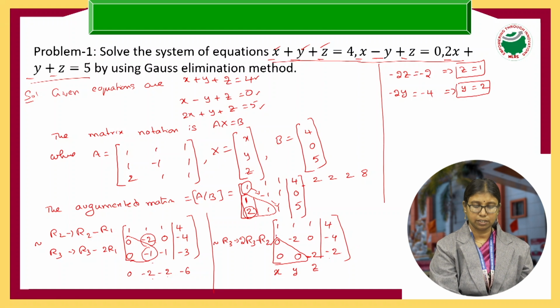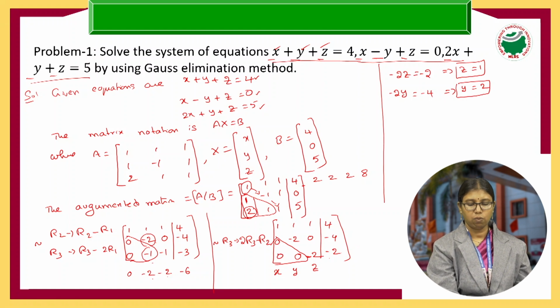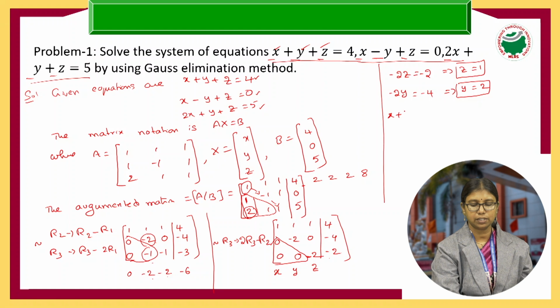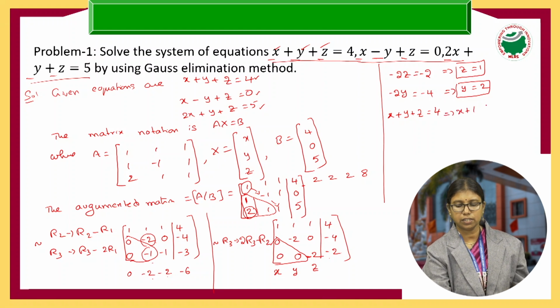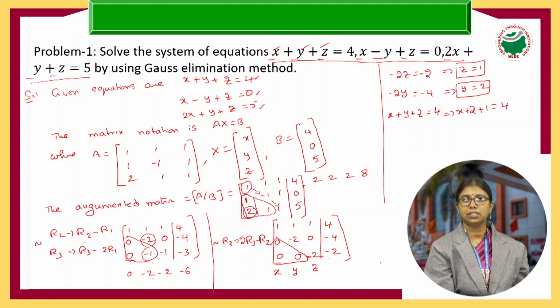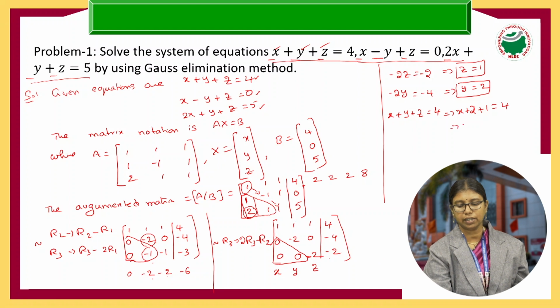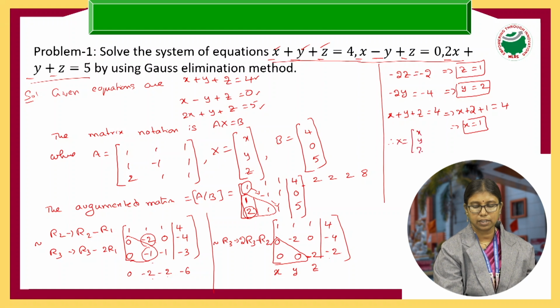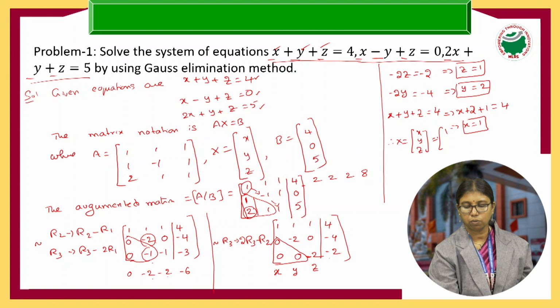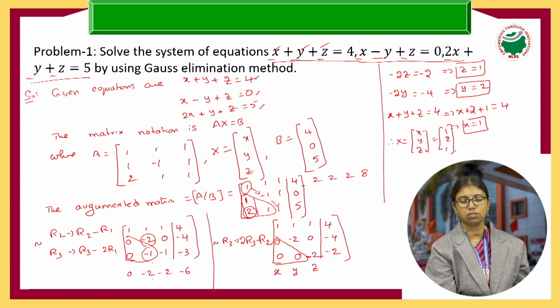Now substitute and take next equation. Your next equation is 1 is x multiple, plus next y multiple is 1, plus z multiple is also 1, equal to 4. You know y and z. Substitute those two values here. This is x plus y is 2, z is 1 equal to 4. 2 plus 1 is 3. If you are taking 3 to right hand side, you will get x value as 4 minus 3, 1. So your solution capital X is x, y, z. That is x is 1, y is 2, z is 1. This is the final answer.